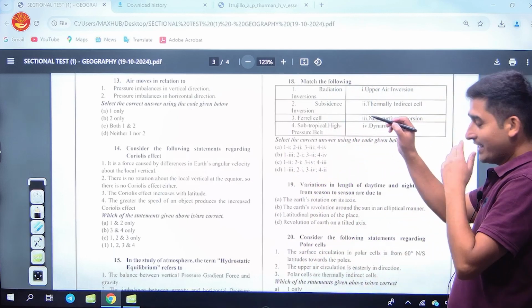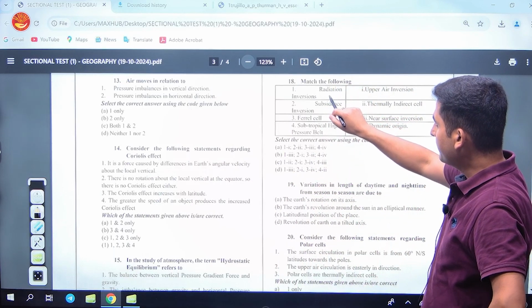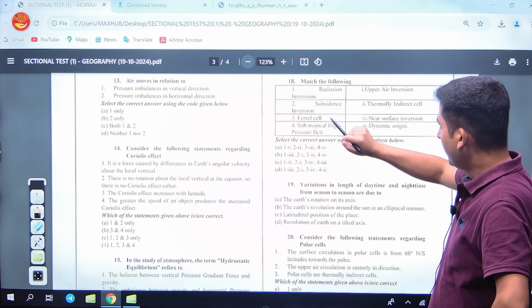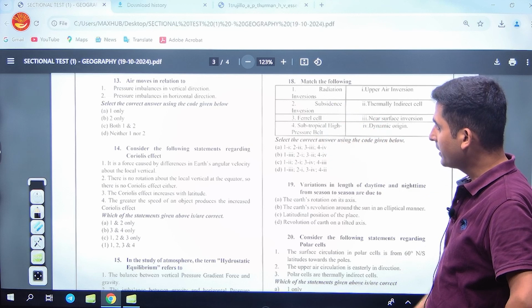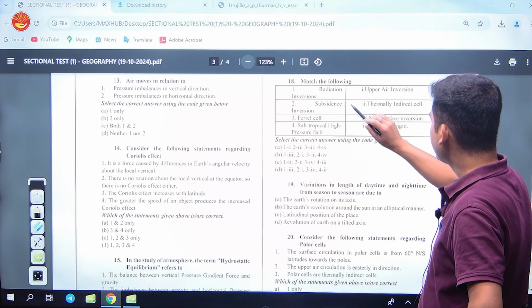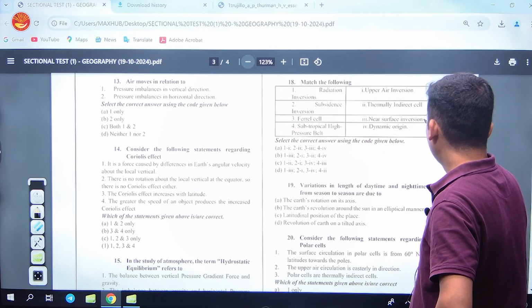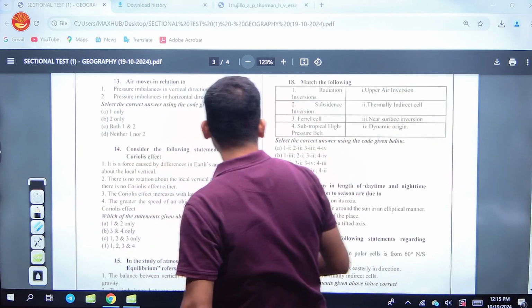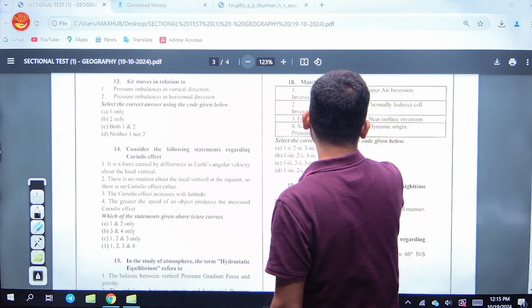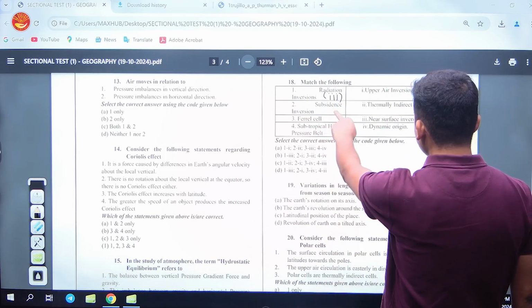Okay, the next question is again match the following. Consider the following. These are match the following. First is radiation inversion, then subsidence inversion, Ferrel cell and subtropical high pressure belt. Radiation inversion, if you match it, so what are radiation inversions? They are near surface inversions. What will be the match for one?